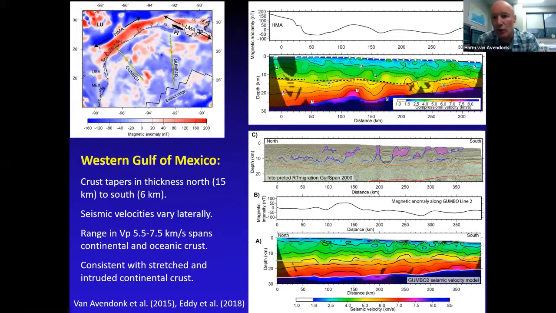That is a very wide range. We think that probably means that there is both continental crust that is stretched and new igneous crust. It also appears that the high velocity regions in the crust, especially on GUMBO line 1 offshore Texas, correlate with positive anomalies in the magnetic data. This indicates indeed then that these are volcanic constructs. But at the same time, we also think that there's stretched continental crust here as well. So this is something that is more or less a non-volcanic margin, but with some volcanic inputs as well.